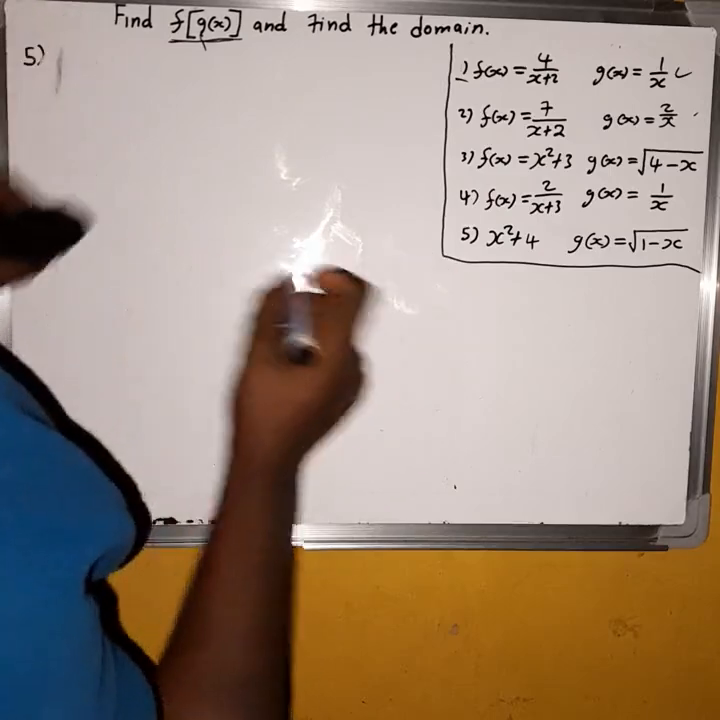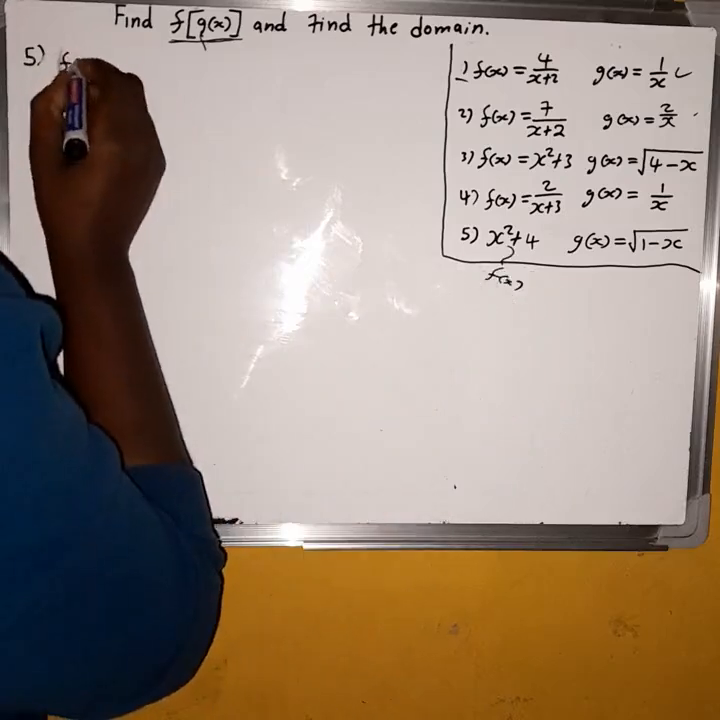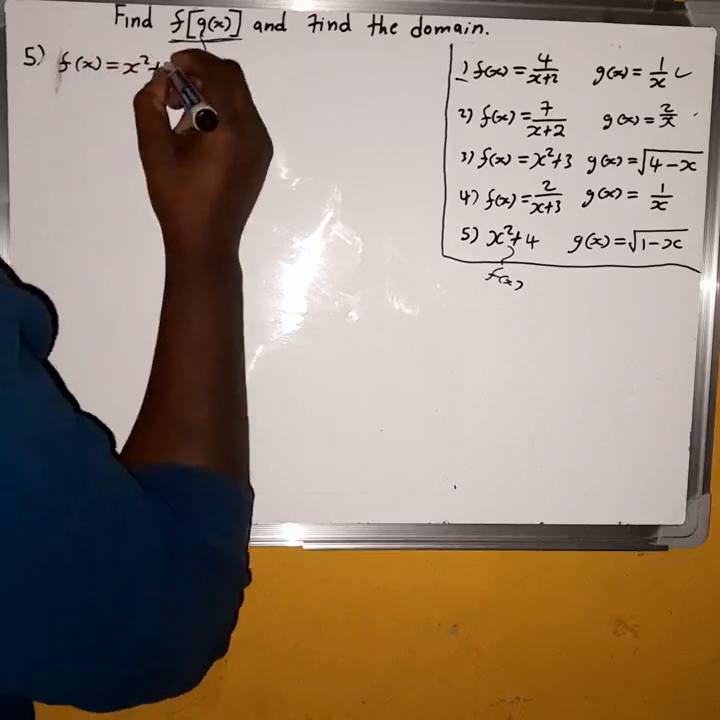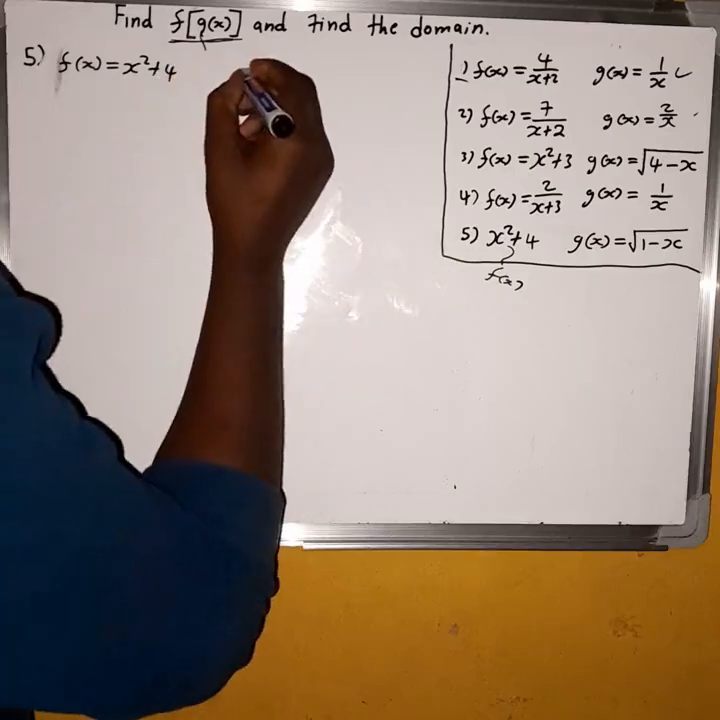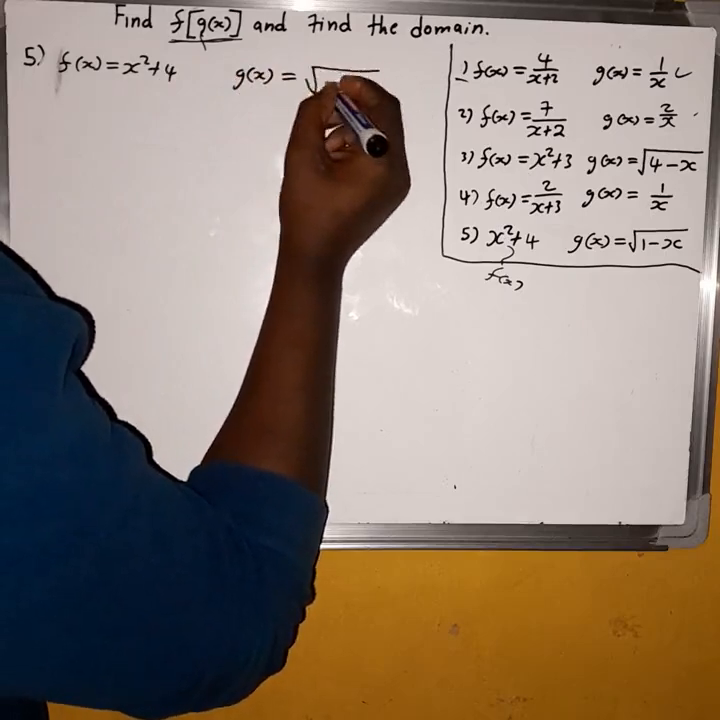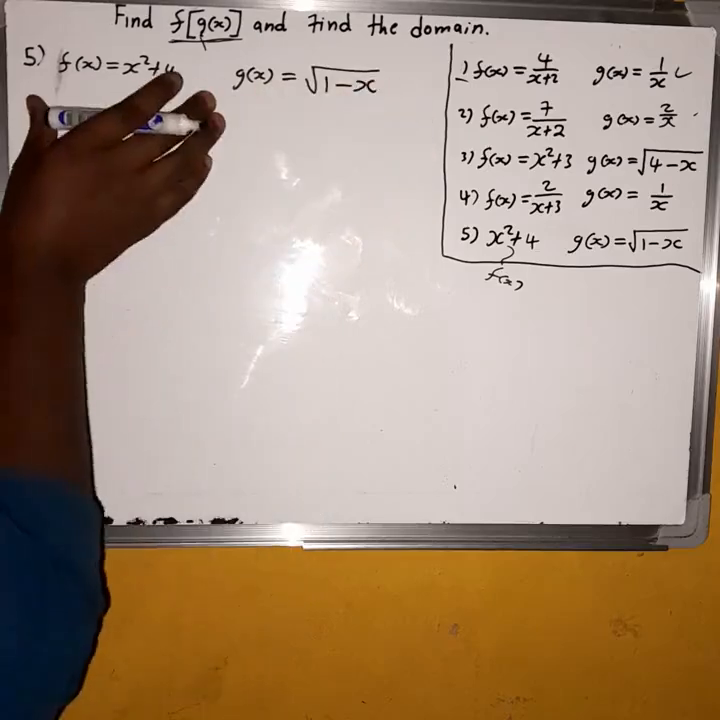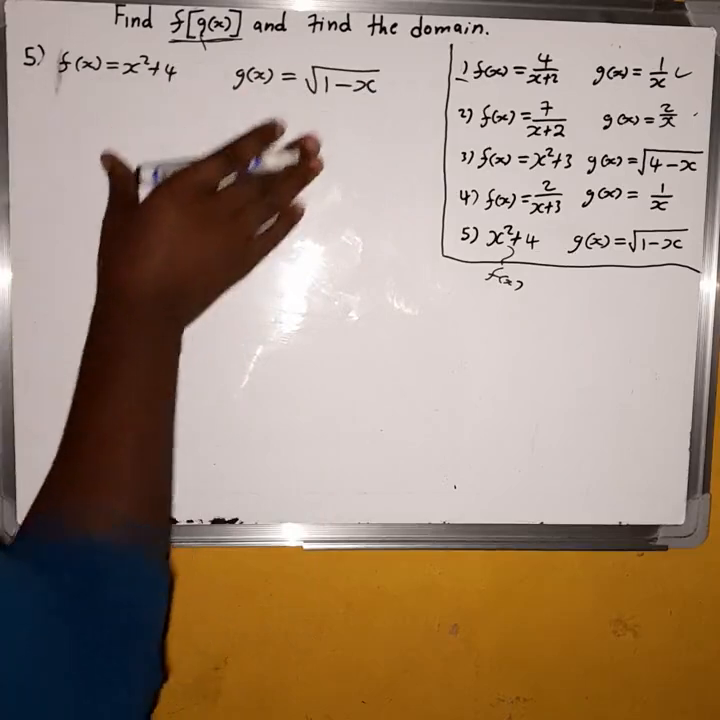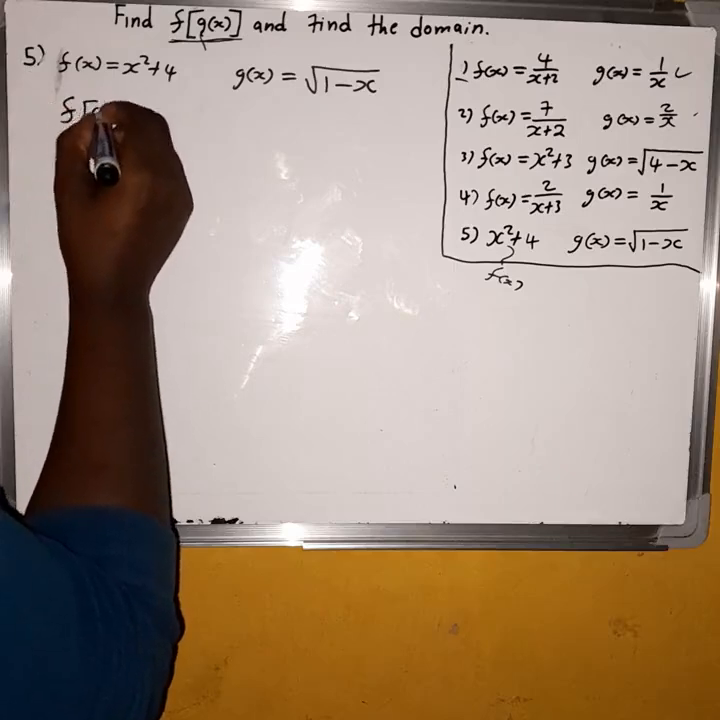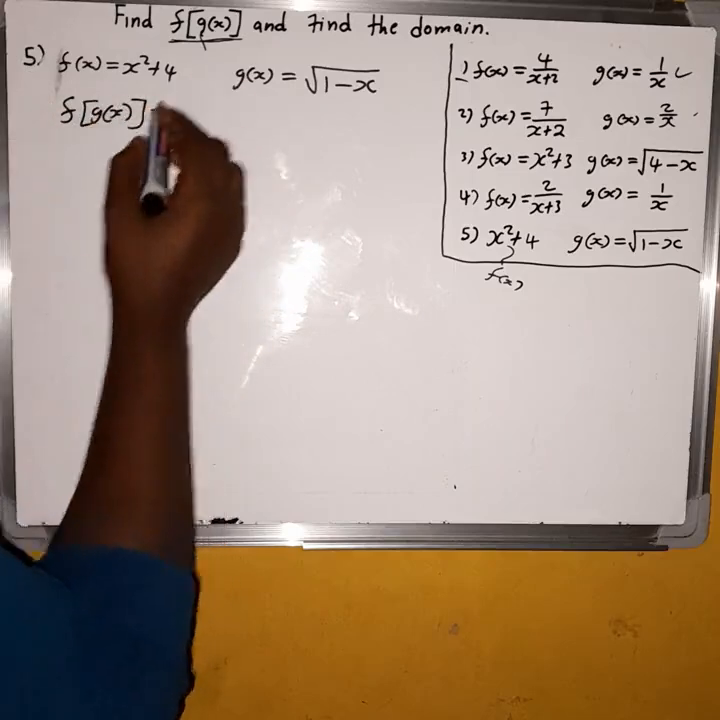Oh, this must be f of x. This is f of x, x squared plus 4, and g of x. Right, this is a polynomial, okay? Apply this, we know f of g of x, our composite function.